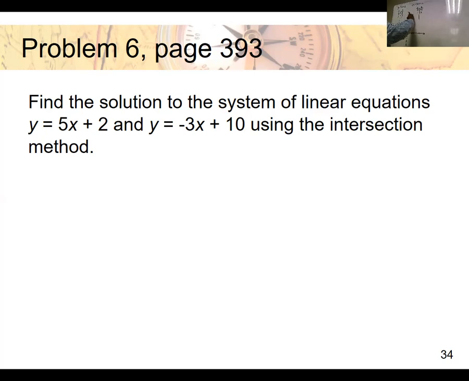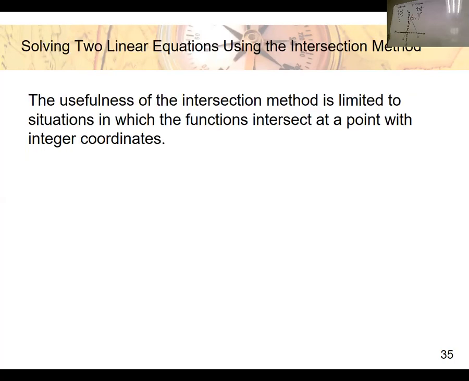Notice these two lines intersect at the point (1, 7). So the ordered pair (1, 7) represents the solution to that system of equations. Any questions about problem number 6? This is on page 393.